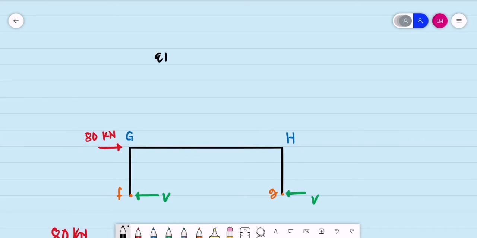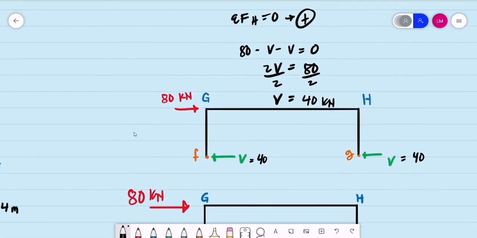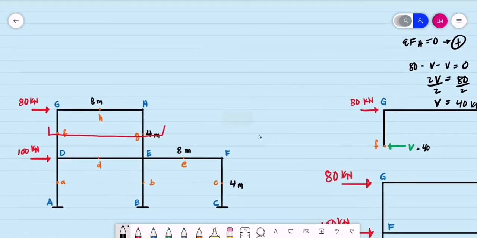Basically, this is by summation of forces horizontal equal to 0, assuming forces to the right to be positive. So that is, we have 80, this is 80, minus 2V is equal to 0. So twice of V is now equal to 80, divided by 2. So we have the magnitude of the shear for both columns on the second level simply equal to 40 kilonewtons. This is 40 kilonewtons. That is the shear force for both columns on the second level.